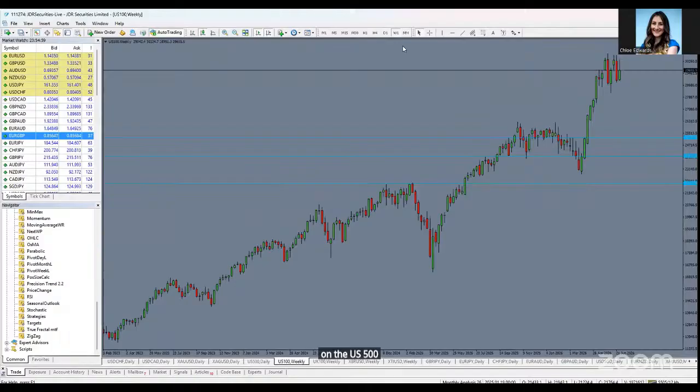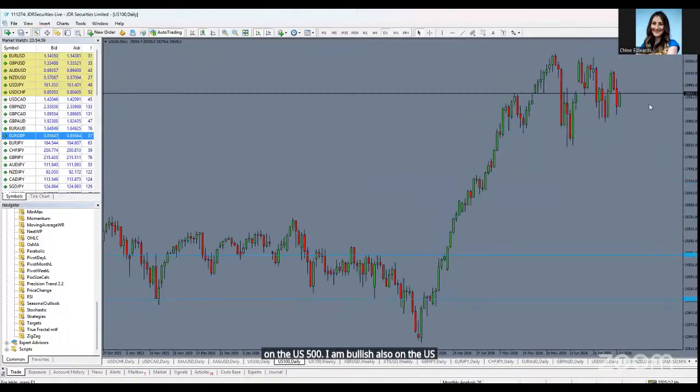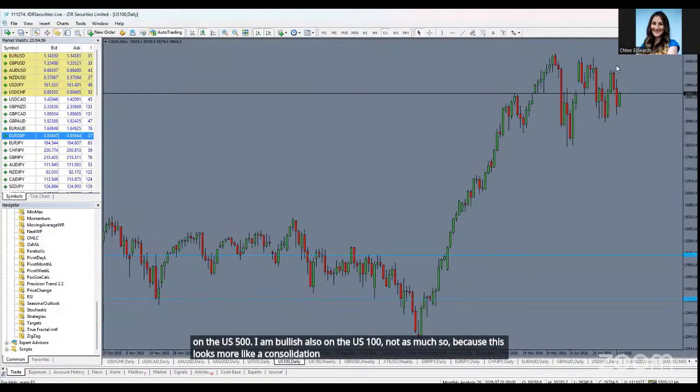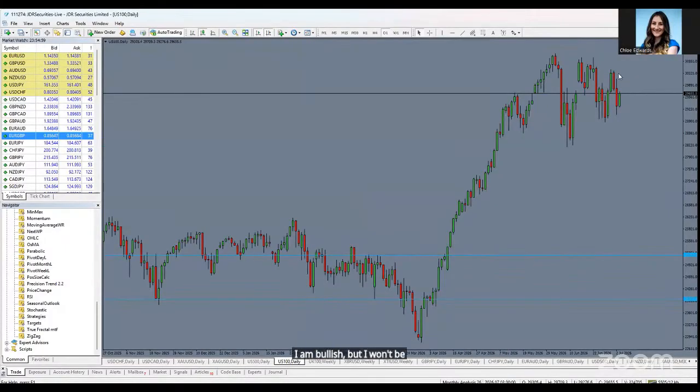I am bullish also on the US 100, not as much so because this looks more like a consolidation to me, really. We're seeing lower highs and higher lows. So I am bullish, but I won't be trading it long. I will be waiting for this consolidation to play out and see if there's going to be a breakout of that.